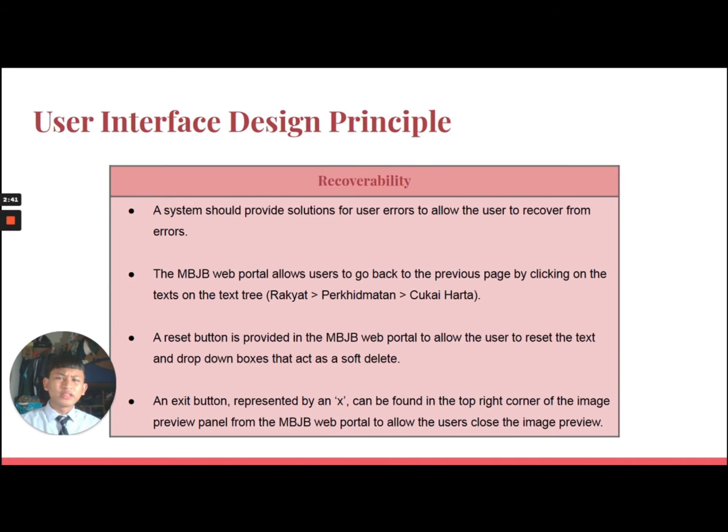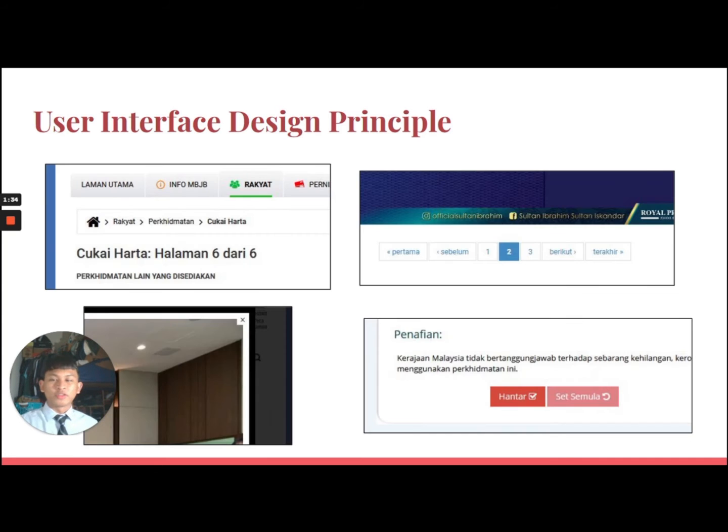So the user interface design principle that fits the MBJB web portal, one of them is recoverability. Recoverability means that a system should provide solutions for user errors to allow the user to recover from those errors. As you can see, this is the text tree. These are clickable. You can go back to the previous pages. Here is the exit button for the image preview, and this is the reset button for the text box and drop down boxes.